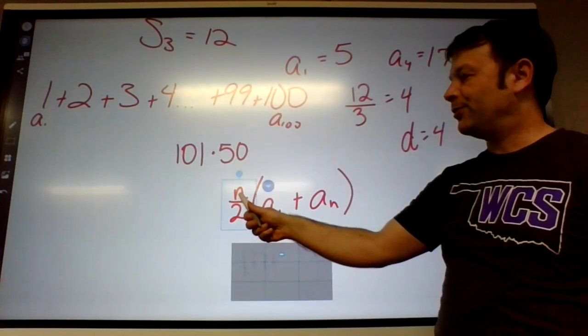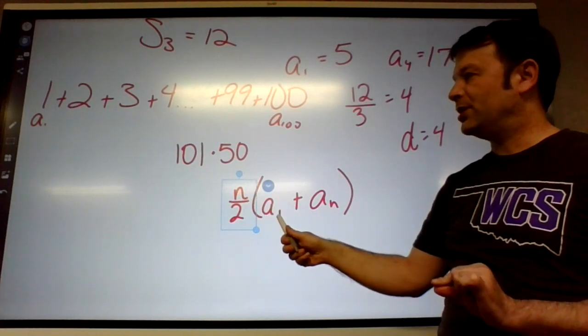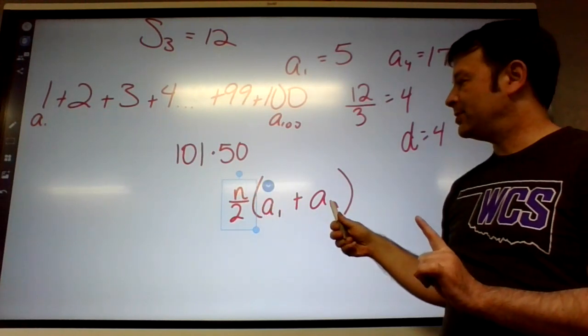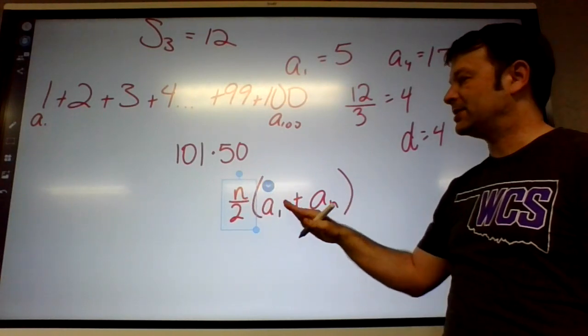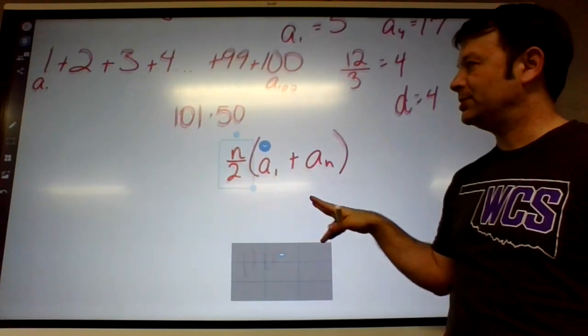What does n stand for? The number of terms. A sub 1 is the first term. A sub n is the last term. So we're just going to plug some stuff into this. That's not all we're doing, but we will use that quite a bit.